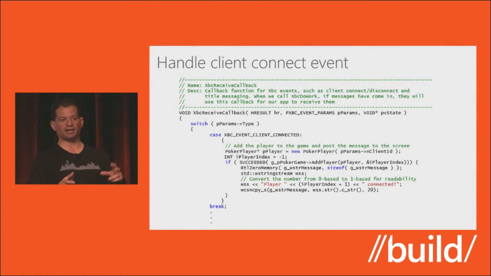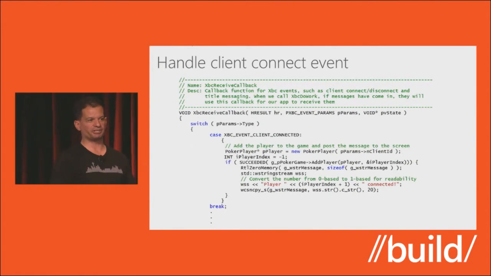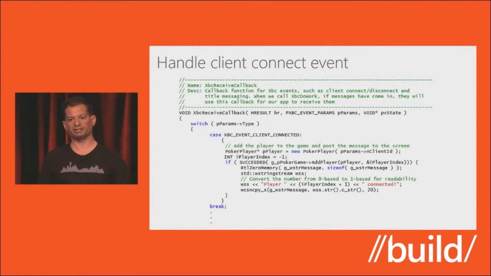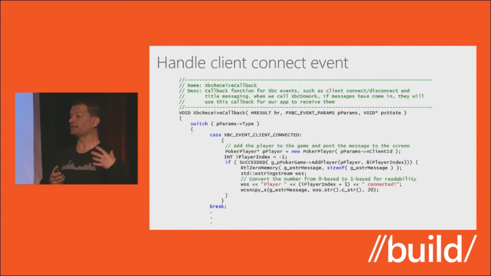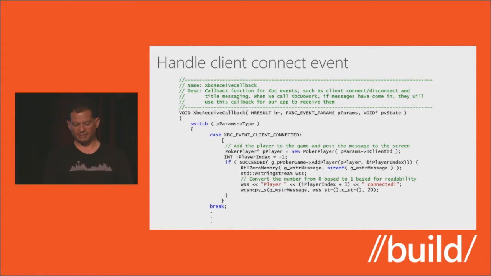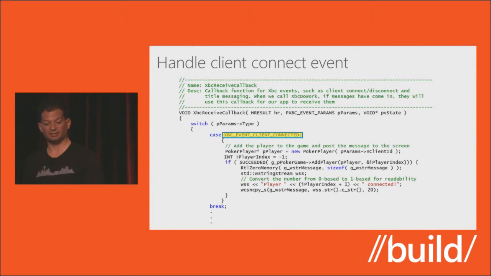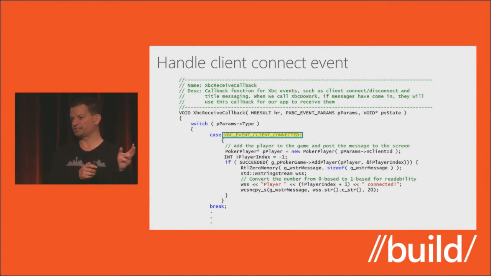So we saw when I first brought up the SmartGlass experience, the first thing I did was click a button that said join. So when I click join, the SmartGlass device fires a message to the console that says, hey, a new client has connected. So inside this XBC receive callback function, we grab the parameters that are passed in. It's just a big switch statement. We say, if the client connected event gets thrown, then add a player to the game. And it pops up that message that says, player 1 connected.